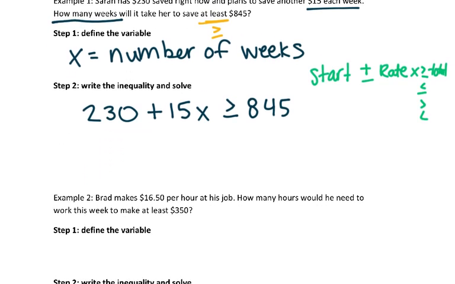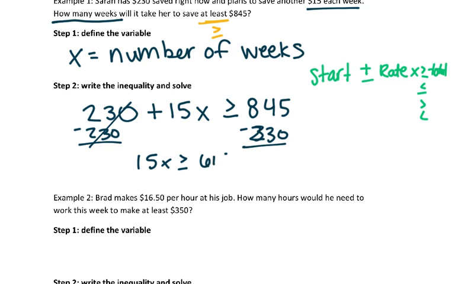So we're going to subtract 230 on both sides. So we get 15x is greater than or equal to, if we do 845 minus 230, that's 615. And then we're going to divide by 15. x is greater than or equal to 41. So Sarah would need to save for at least 41 weeks.